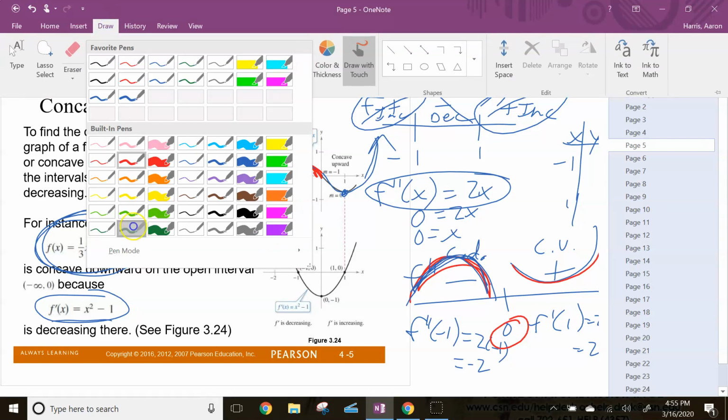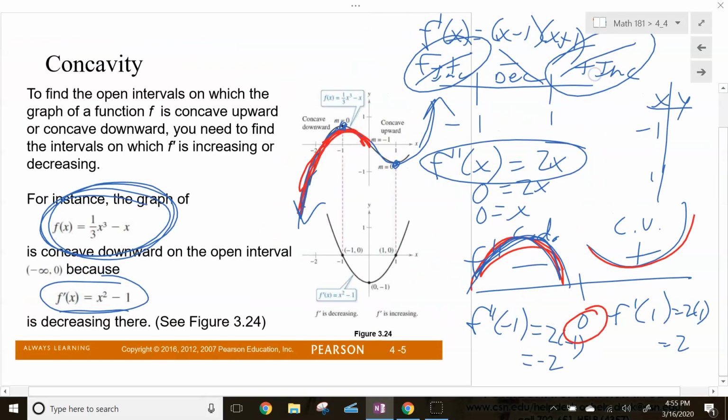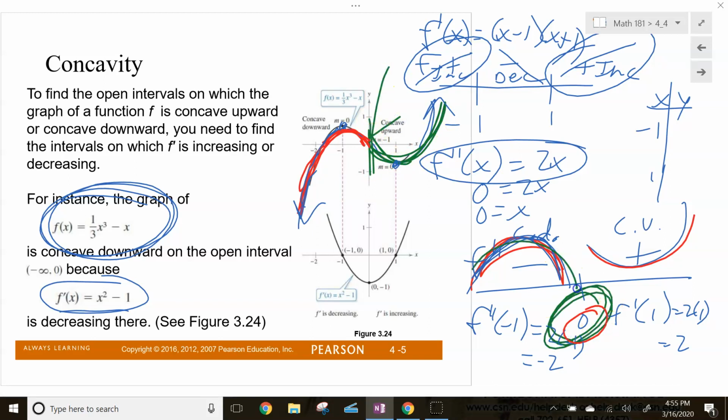What color do I want here? Green. Kind of having too much fun with these colors. Then we switch to concave up after that x value is 0. Okay, and that x value is 0. See how we switch right here from concave down to concave up? That's called a point of inflection.